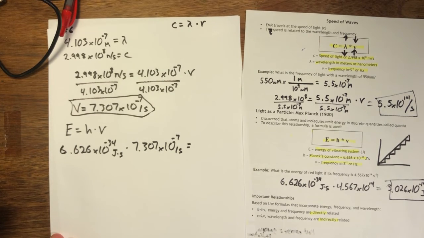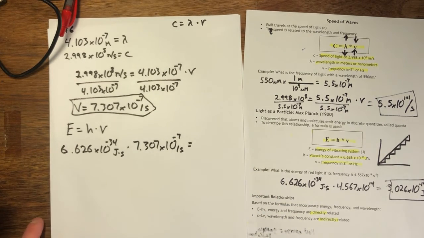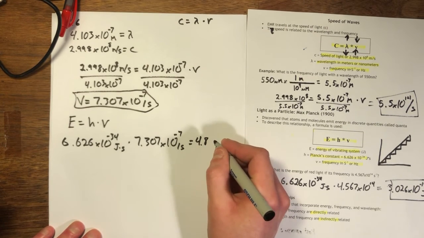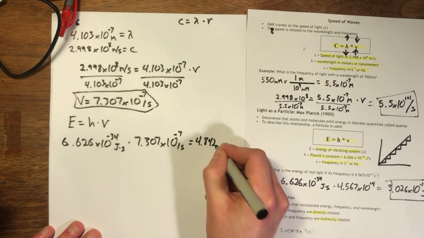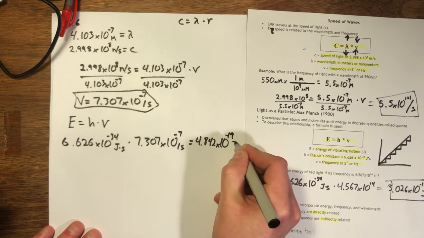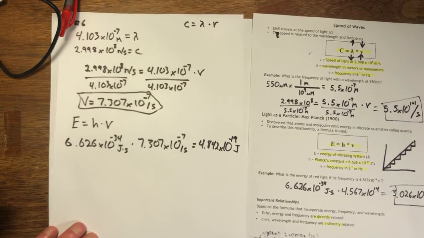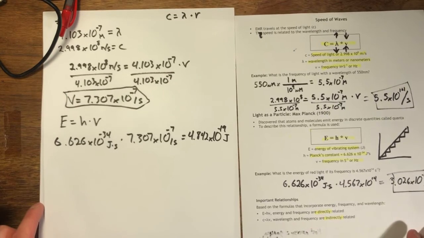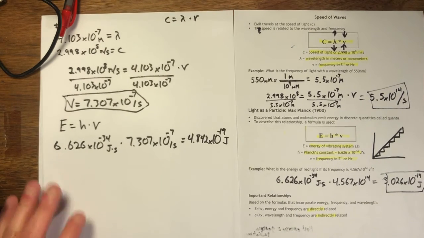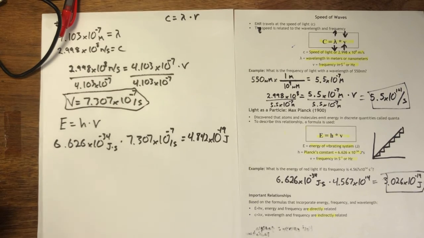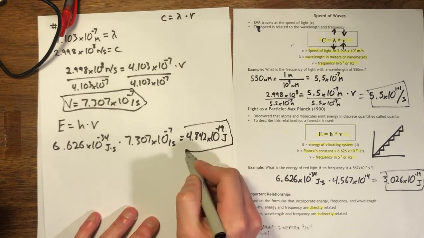And we get, what did I get? 4.842 times 10 to the negative 19th joules. Okay, so you should be able to do the rest of the homework on your own and do those other two calculations like this. All right.